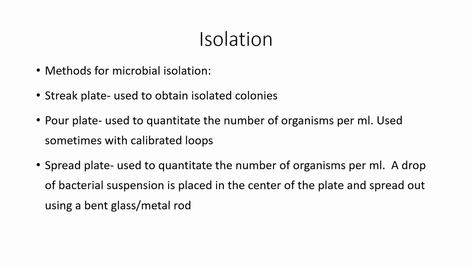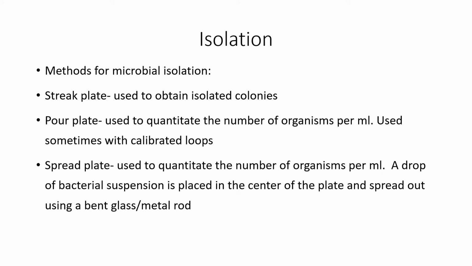And what we'll do is we'll take a plate and we will actually streak it out 4 times, sterilizing in between each of the 4 streaks. And what that does is it thins out the population of organism and it makes it so we will get isolated colonies and no mixed colonies. Another type of isolation is called the pour plate. This is used to quantitate the number of organisms per mil. Sometimes it is used with calibrated loops. For example, we can use the pour plate method for urine cultures when we're trying to determine the extent of an infection.